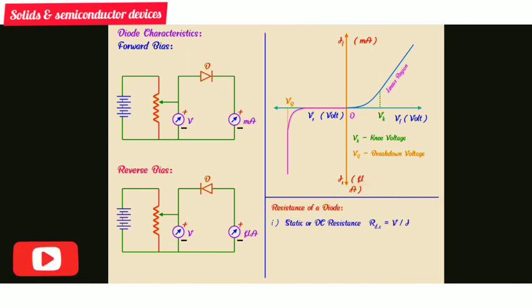Resistance of diode. First, static or DC resistance R_DC is equal to V upon I. Dynamic or AC resistance R_AC is equal to delta V by delta I.